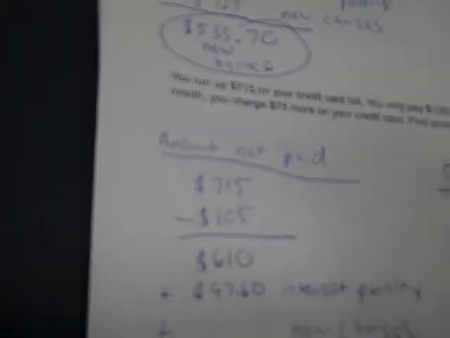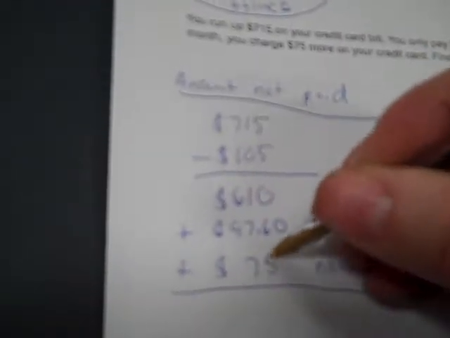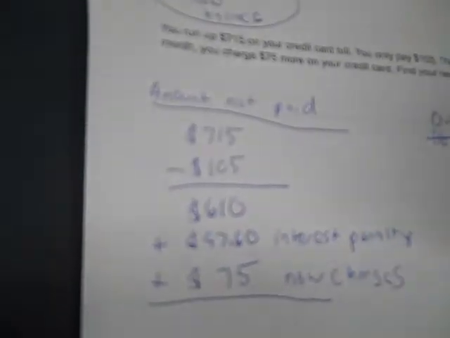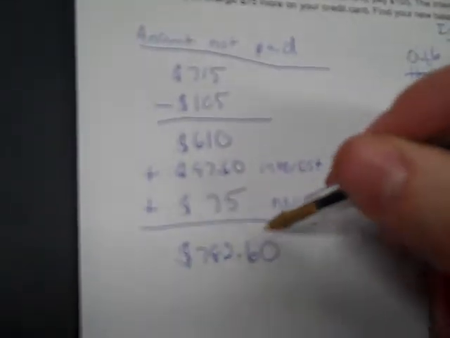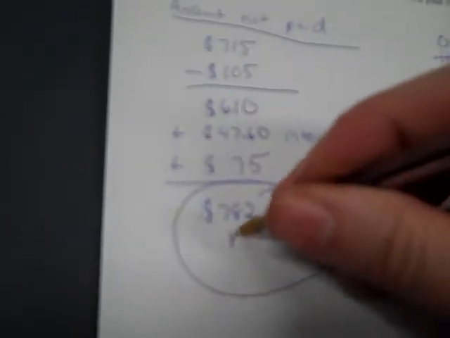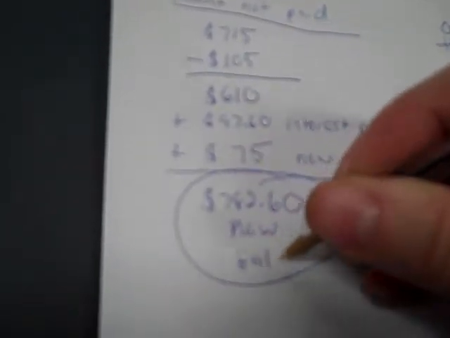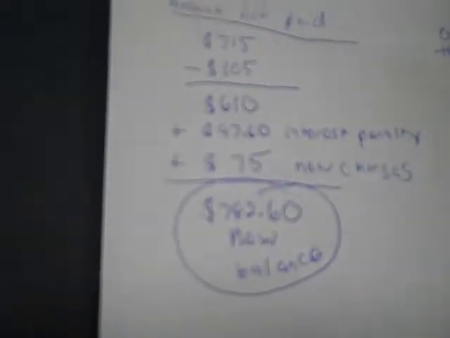Then the new charges, that's $75 more, so I add 75. I had $610, the amount I didn't pay, that's still on my balance, plus the interest penalty, $97.60, plus $75 of new charges. So that's $782.60, okay? And that's your new balance. Okay, and that's credit cards.